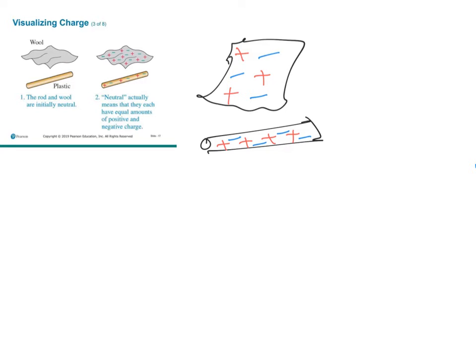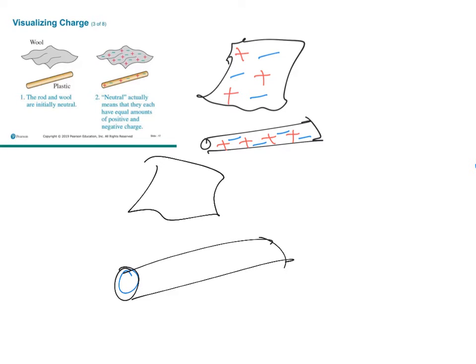So to draw that, I'll draw another set of things here. We've got a rod, and the wool, same ones, but after you rub it, the bottom's going to take the negatives of the wool.